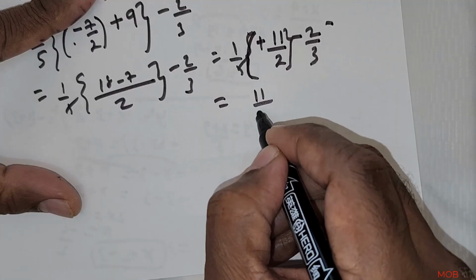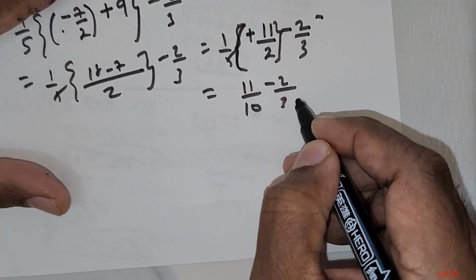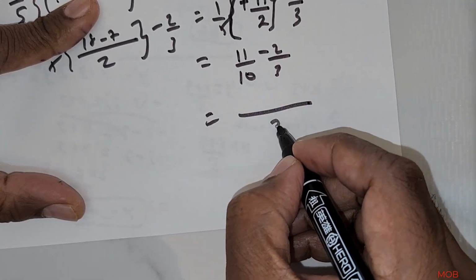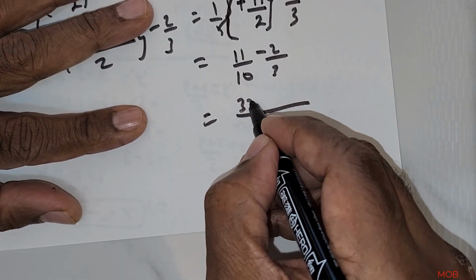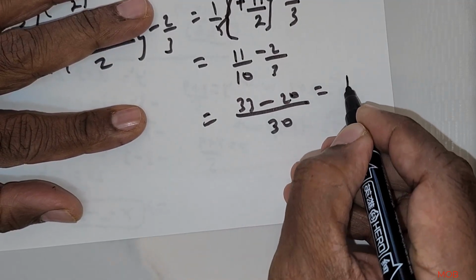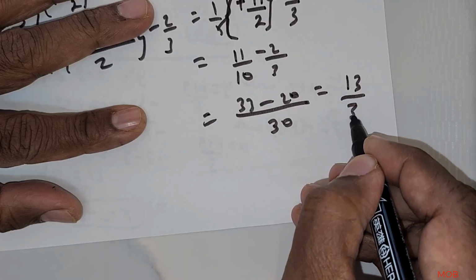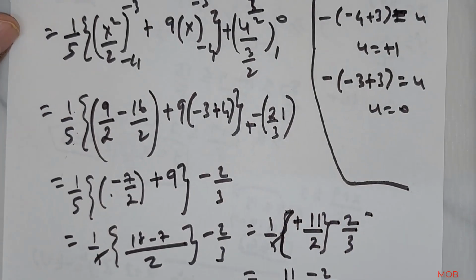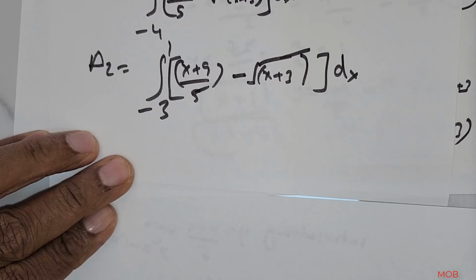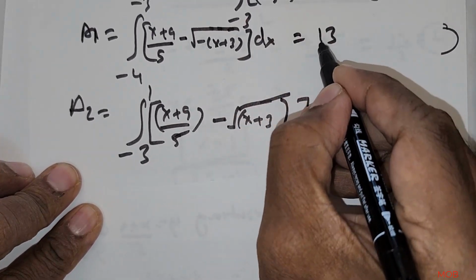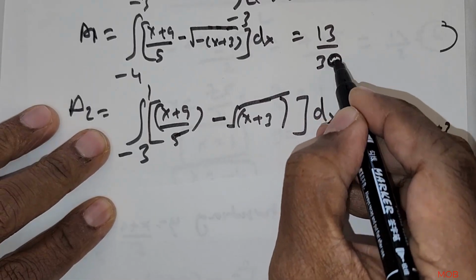So this is going to be 11 over 10, negative 2 over 3. I take the LCM as 30. You have 33 negative 20, which is going to give me 13 over 30. So this is the value, 13 over 30. Next we will have to get A2. So this is 13 over 30.